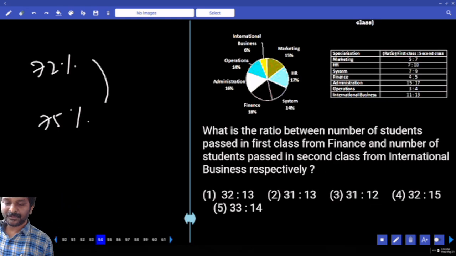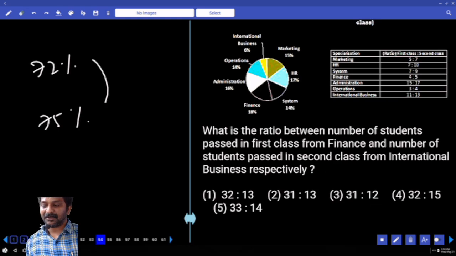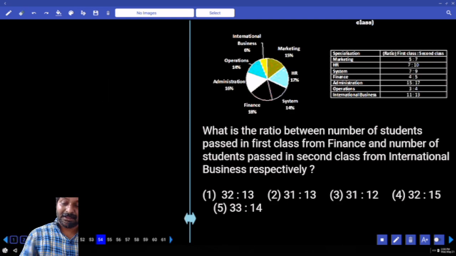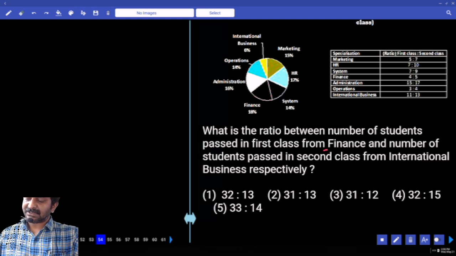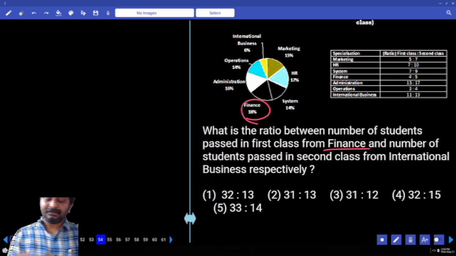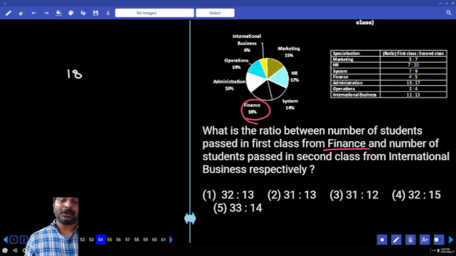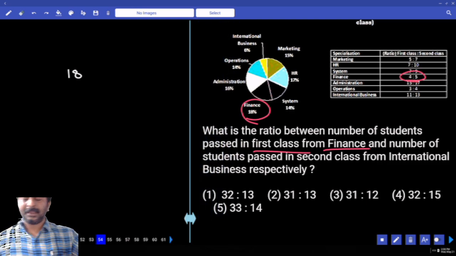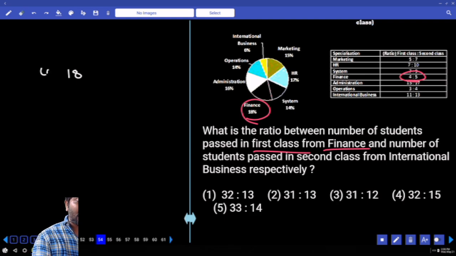Average concept. What is the respective ratio between number of students passed in first class from finance department and number of students passed in second class from international business respectively? You don't need to convert into numbers. Percentage itself is sufficient. First one is for which department? What percent do we have? Do we need total finance people or only first class people? First class people. How many parts? 4 parts out of 9 parts. Calculated on 18% only. This is one number.